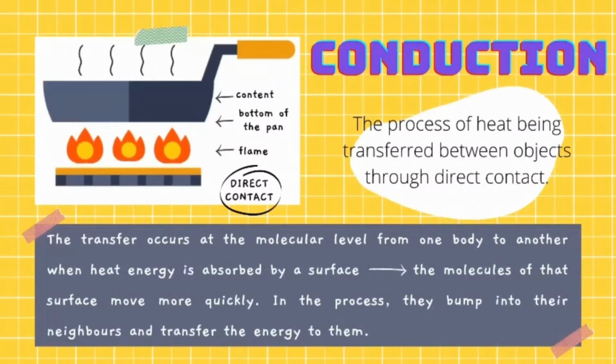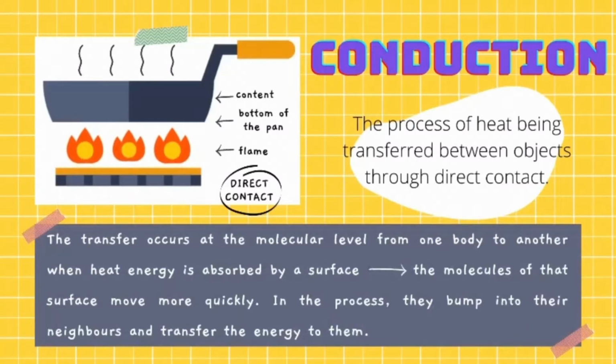In cooking an egg, for example, the flame from the stove will conduct heat energy to the bottom of a pan sitting on top of it. From there, the pan conducts heat to its content. During conduction, the matter itself does not flow. Rather, heat is transferred by vibrations of atoms.